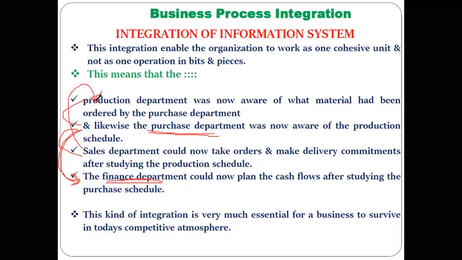Now also you can have a relationship between the sales department and the production department. Now, what kind of relation here? Sales department and the production department. So here you can see, whatever orders come to the sales department, that order will automatically get forwarded to which department? Production department. Yes or no? Correct.